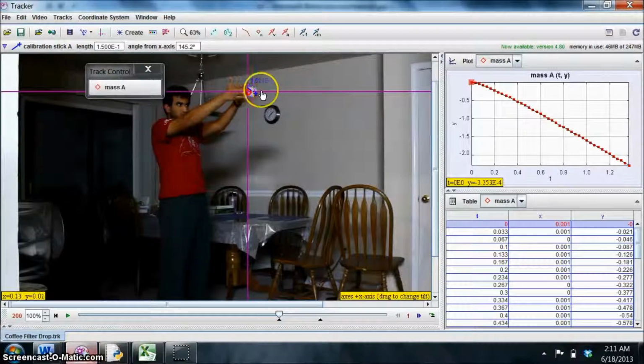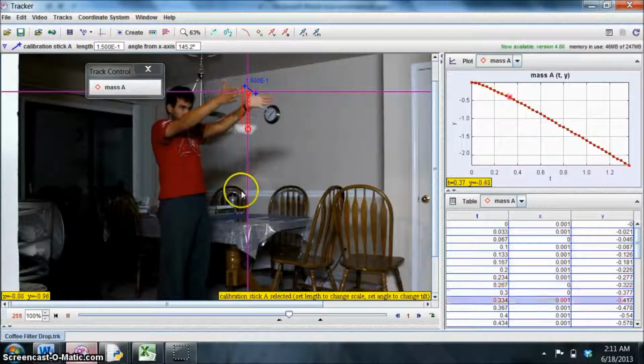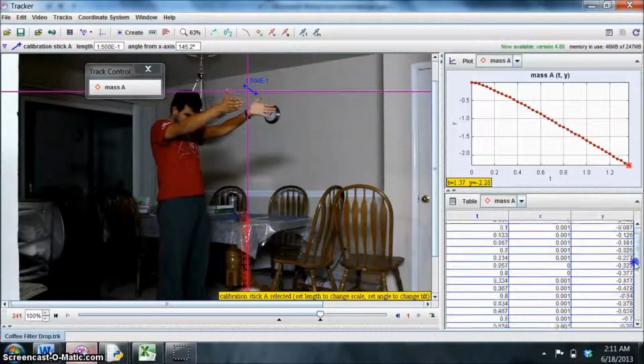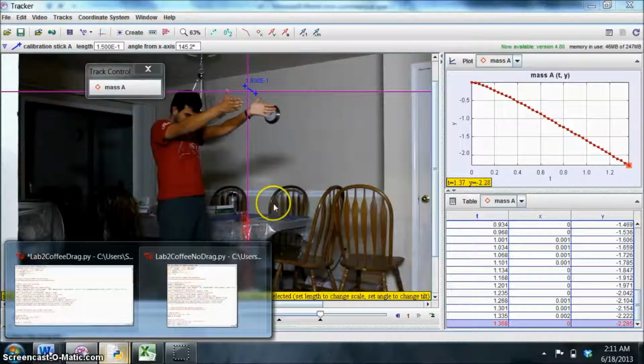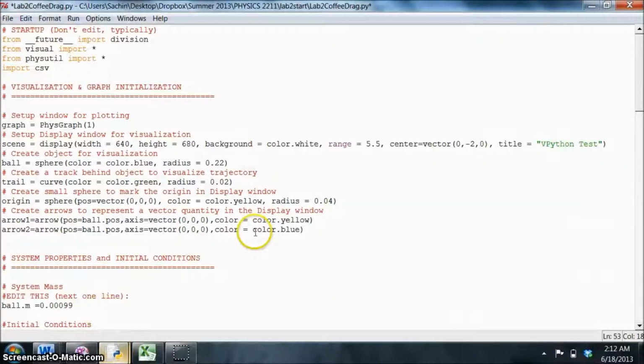Let's look at Tracker. So today, my system was a coffee filter. The coffee filter fell in the negative y direction. I didn't have to tilt my axis because the object fell in a straight line. From Tracker, I obtained my initial position, my final y position, and my total time taken. I used this information and plugged it into Tracker. My system was the coffee filter, and everything in my apartment was the surroundings. This was the negative y, this was the positive y-axis, this was the positive x, and this was the negative x. So we look at my first code with drag.